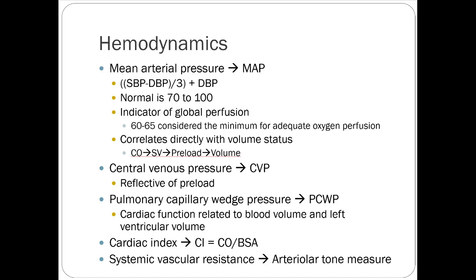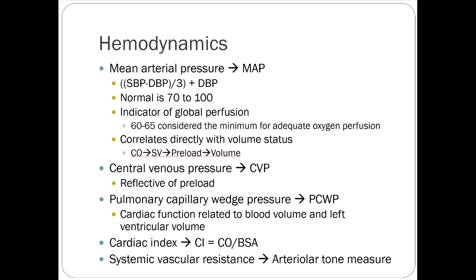You can measure pulmonary capillary wedge pressure using special diagnostic tools like Swan-Ganz catheters and things like that. Cardiac function related to blood volume and left ventricular volume is what you get from a wedge pressure. We talked about wedge pressure with acute heart failure back in the fall. And then cardiac index is cardiac output divided by body surface area. So it's another biomarker or indicator we might use on how effective somebody's heart is.